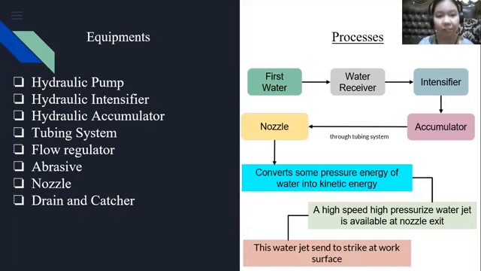A high speed, high pressurized water jet is available at the nozzle exit. This water jet is sent to strike at the work surface. It erodes metal from the contact surface. Thus, metal removal takes place. Next.